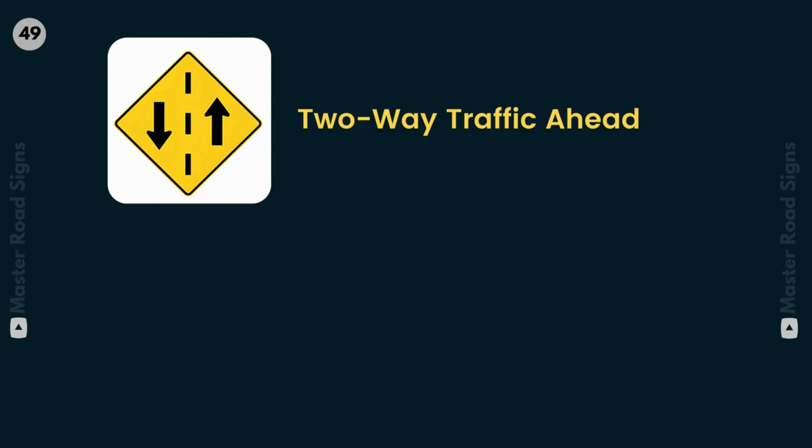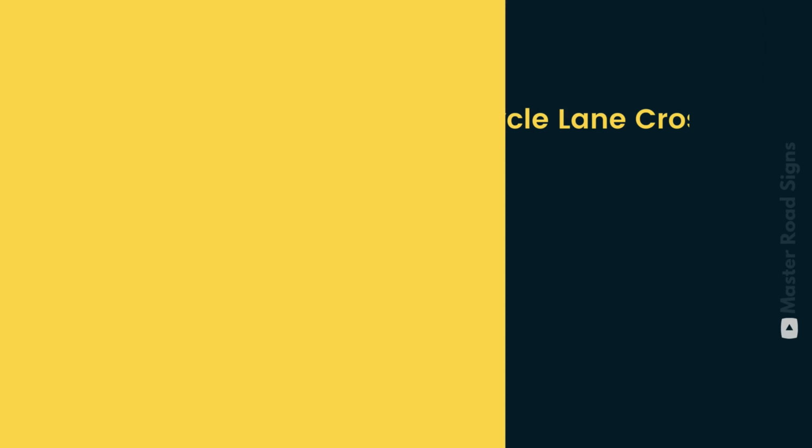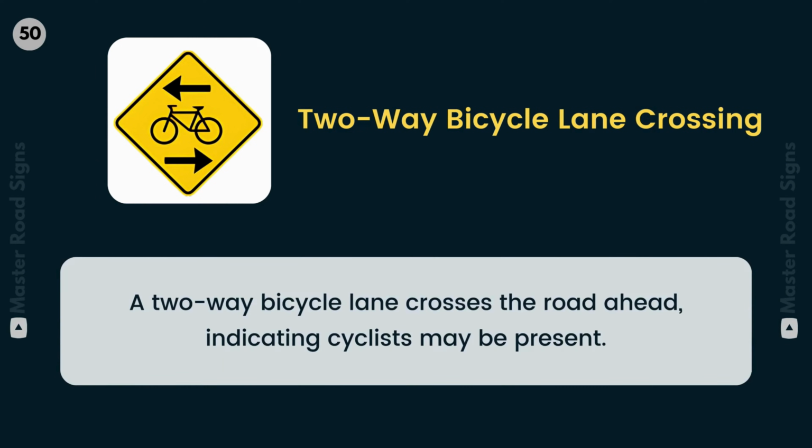Two-way traffic ahead sign. The road ahead will allow traffic to flow in both directions, requiring careful navigation. Two-way bicycle lane crossing sign. A two-way bicycle lane crosses the road ahead, indicating cyclists may be present.